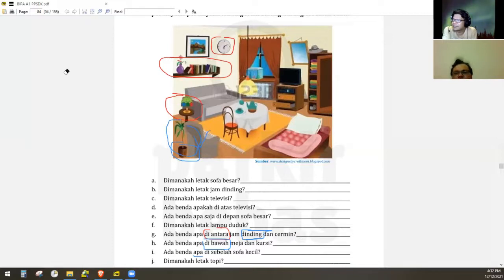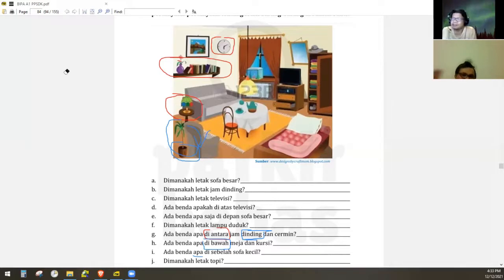Lemari. You mean dalam? Is it inside or on? So what is on? Di depan is in front of. Di atas. Yes, di atas. Okay, topi. Ada topi di atas lemari. Yes, perfect. You can say ada topi di atas lemari or topi ada di atas lemari.